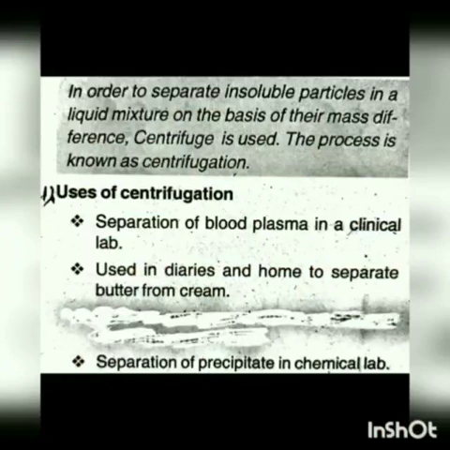In order to separate insoluble particles in a liquid mixture on the basis of their mass difference, a centrifuge is used. This process is known as centrifugation. And see, what are the uses of centrifugation? Separation of blood plasma in a clinical lab. Another one is used in dairies and homes to separate butter from cream. Another use is separation of precipitate in chemical experiments.